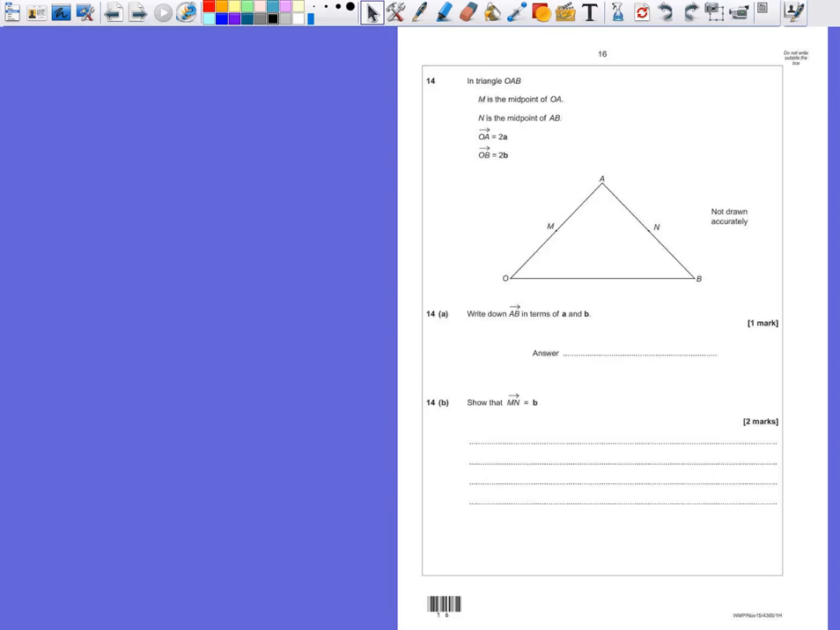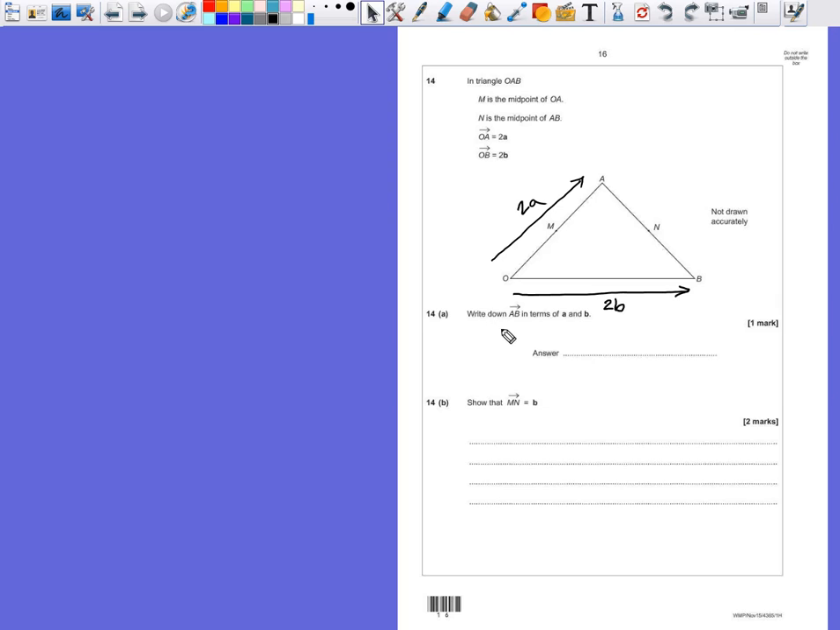Question 14. In triangle OAB, M is the midpoint of OA, N is the midpoint of AB, the vector OA is given as 2a, and the vector OB is given as 2b. I'm just going to write those down to make sure I don't get too confused by the written description. So from O to A, that vector in that direction there is 2a. From O to B, which is the vector across the way, is 2b.